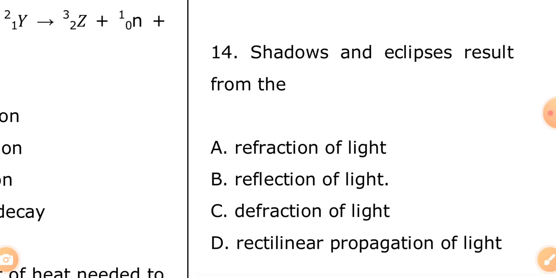Let's look at question number 14. Shadows and eclipses result from the dash. Shadows and eclipses. You know what is eclipse now? Now I want to give you a first assignment because it always comes out in JAMB. Tell me the difference between eclipse of the sun, solar eclipse, and eclipse of the moon, lunar eclipse. This is the first assignment I'm giving you in this video.